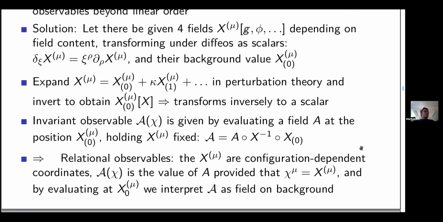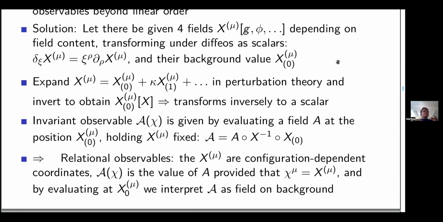And this construction goes under the name of relational observables. So X^mu is called configuration-dependent coordinates. There are 4 fields, 4 scalar fields. So this is enough to be a coordinate. It's called configuration-dependent because it depends on your metric, on your field phi, so the configuration of fields. And this calligraphic A of chi, that's the value of A at that point where chi is equal to capital X, by this construction. And then evaluating it at x0, what you do is you interpret this calligraphic A as a field on the background spacetime.